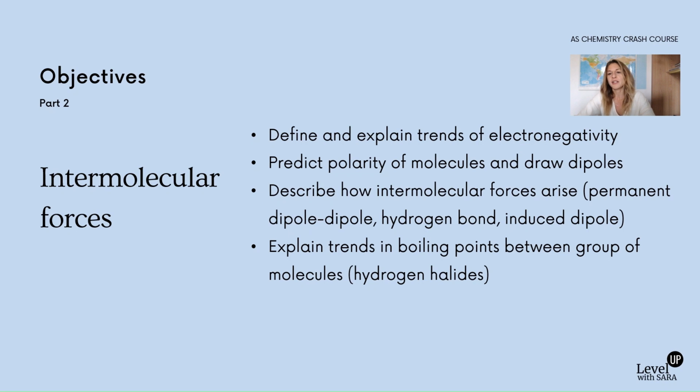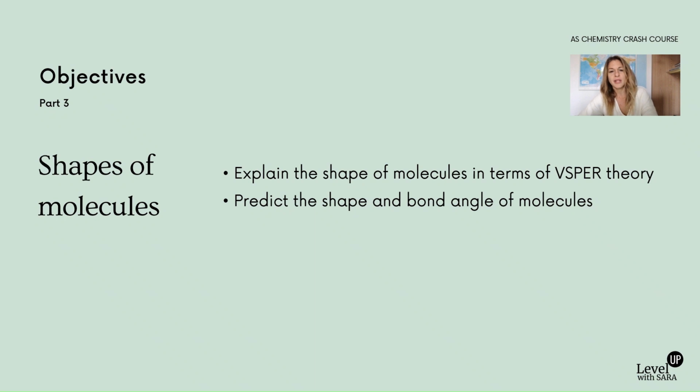In terms of intermolecular forces, we will look at the most important definitions, electronegativity, as well as the factors that affect their trends. We will look at polarity of the molecules, how intermolecular forces arise, and the consequence that they have on boiling point. And finally, we will look at the shapes of the molecules. So we will apply VSEPR theory, and we will look at the shapes and bond angles, and I will give you some tips on how to do it easily and how to remember it.